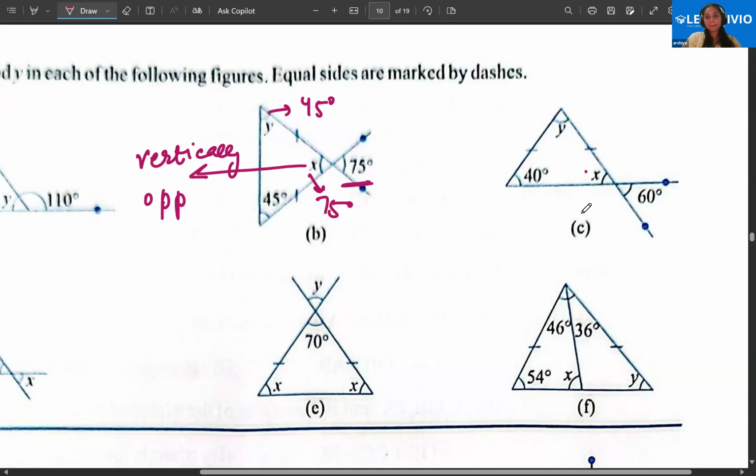Okay. So what about this angle? X. X is 40 degrees, right? Because there is a dash. Yes. But also, what about this? Like in this case, 60, and this should be vertically opposite, right? So 60 here, and when you talk about the dash, this will be 40. Okay.